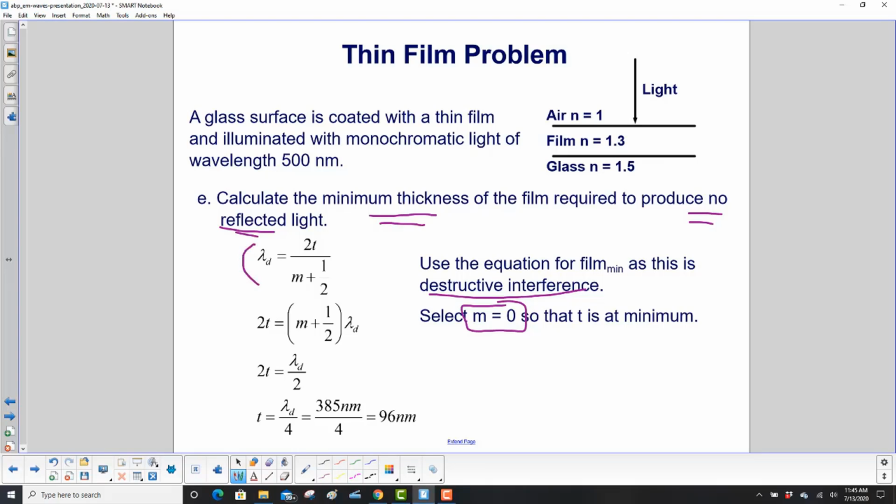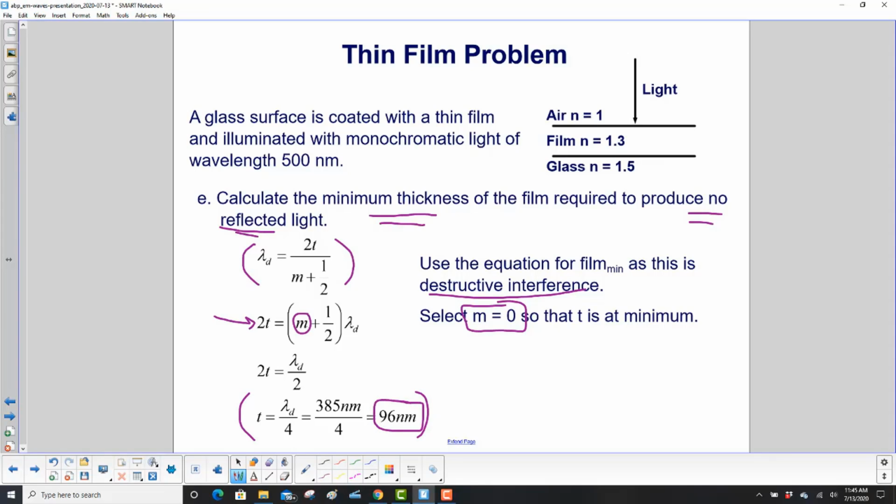So here's our equation, the destructive wavelength equation, 2t over m plus a half. Multiply both sides by m plus a half because we want to solve for t. And we get 2t is m plus 1/2 times lambda d. 2t is lambda d over 2 by substituting in m is equal to 0. And the thickness is lambda d over 4, or 385 nanometers divided by 4, 96 nanometers.